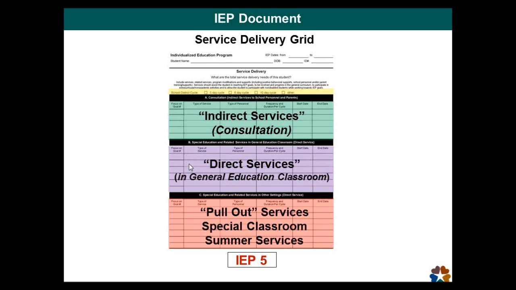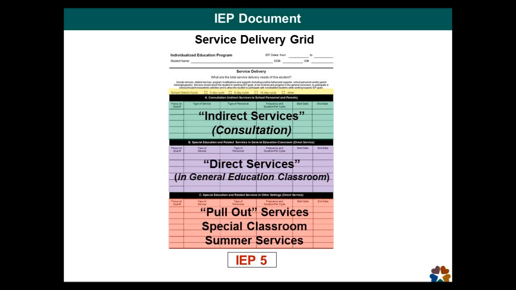Now, direct services refer to services that are being provided in the general education classroom. That's the regular classroom with typical peers, okay? Anything that's not occurring there, you can also think of it as what we call push-in services, occurs here, okay? So anything that's pulled out, any special classroom services, any summer services, special school, if you're in a therapeutic school, an outside district placement or whatever, all of that is going to be listed here.